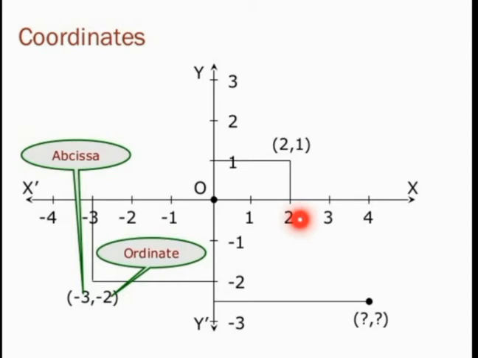Let us suppose we locate a point (2, 1). Its x coordinate is 2 and y coordinate is 1. This point will represent (2, 1). The x coordinate is known as abscissa and the y coordinate is known as ordinate.